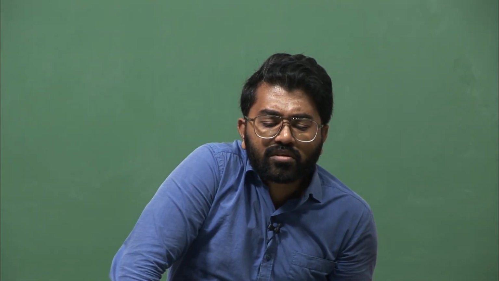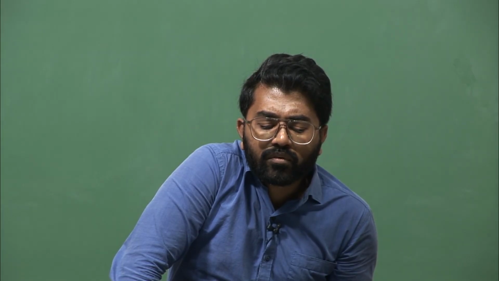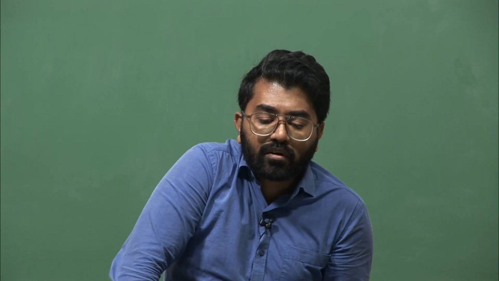The fourth statistic is 44%. With increase in age from 45 to 75, the share of folks without any comorbidities reduces from 67% to 44%. So basically, we are seeing high comorbidity typically at a higher age. So that's another aspect.